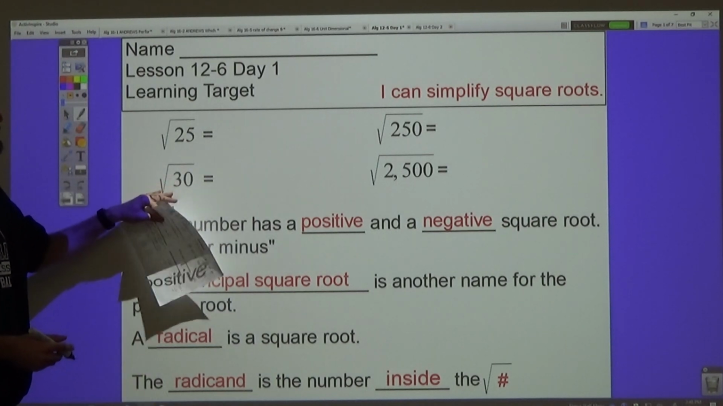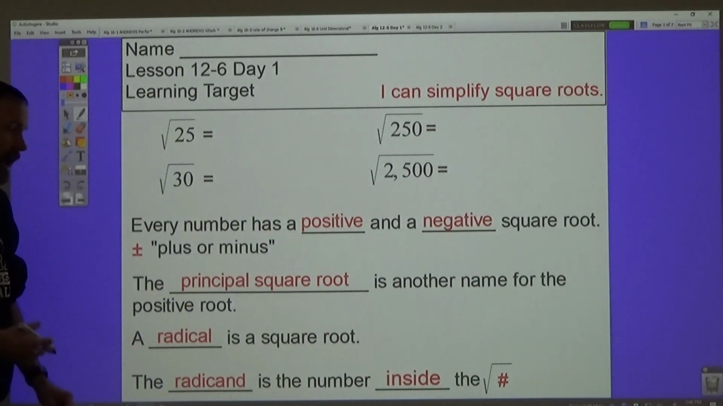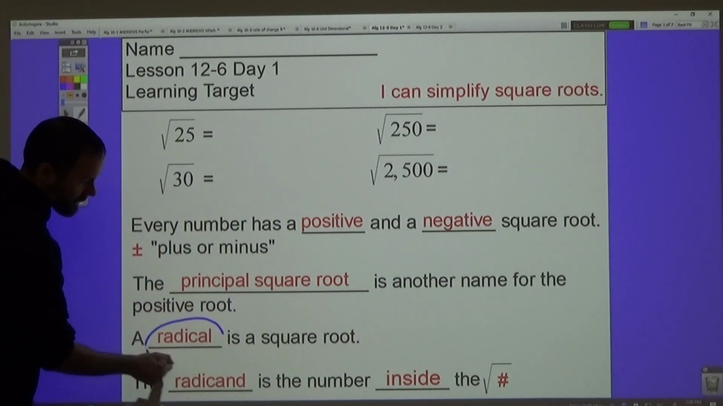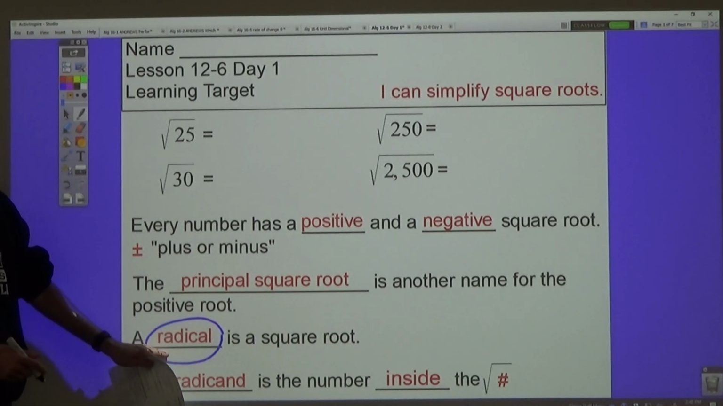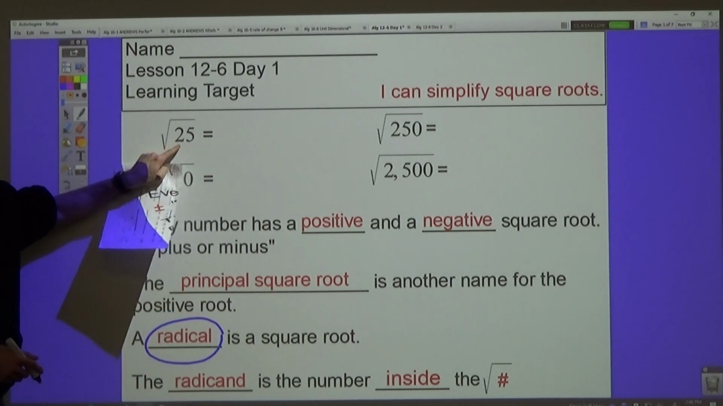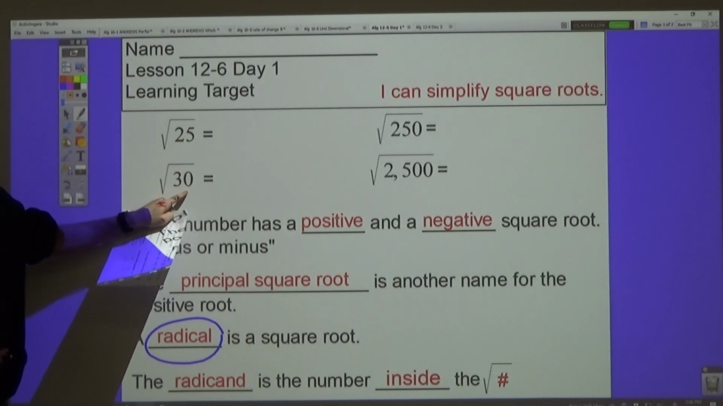So anyway, what we're doing in chapter 12 is something called simplifying square roots. You're going to hear me say the word radical a lot. Radical is another name for square root. So instead of saying the square root of 25, you could say radical 25 or radical 30.